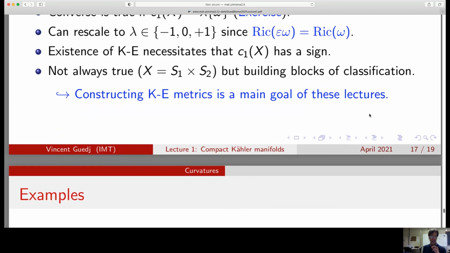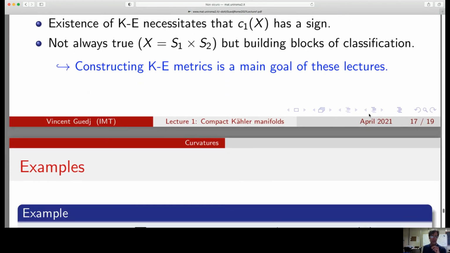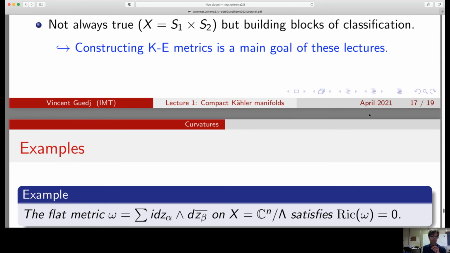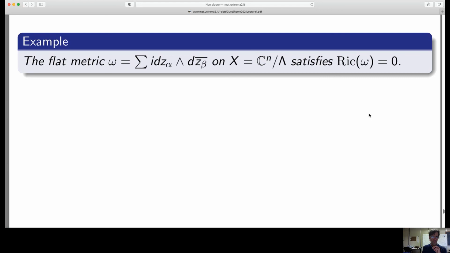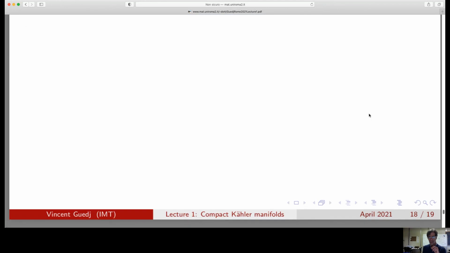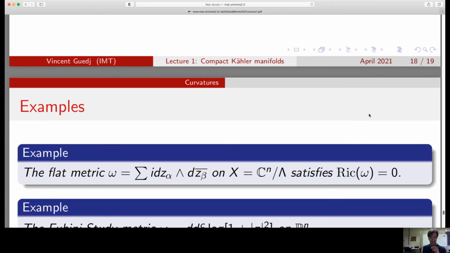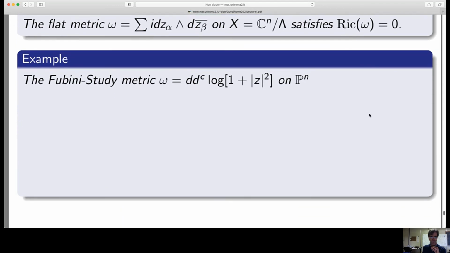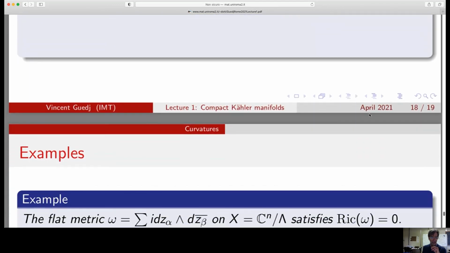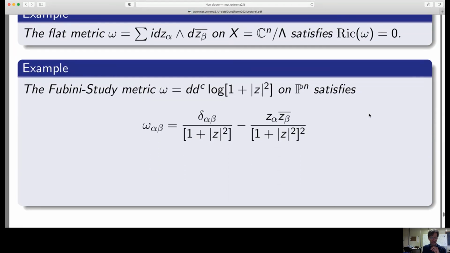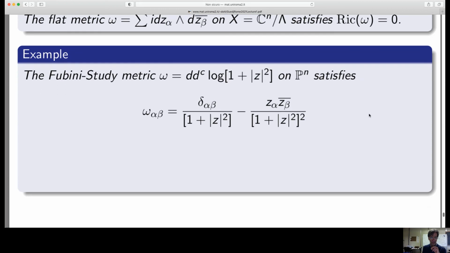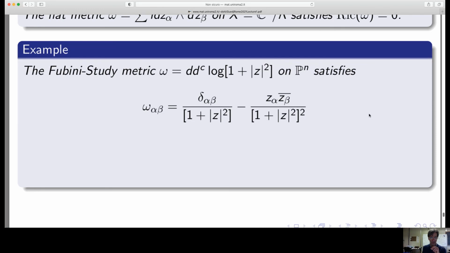The construction of Kahler-Einstein metrics is the main goal of this series of courses by Professor Gage. Examples are the torus with the flat metric, which is Kahler-Einstein and has Ricci equal to 0. And the Fubini-Study metric is also Kahler. And if you do the calculation, you can see that omega is this one, delta alpha beta over 1 plus |z|^2, minus z alpha z beta bar over (1 plus |z|^2) squared.